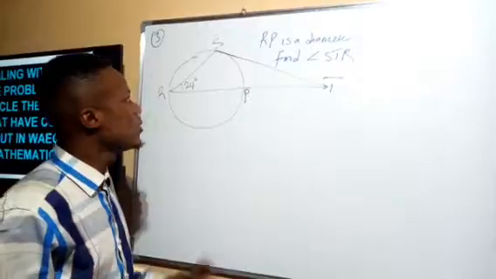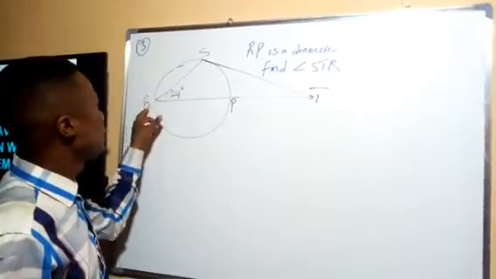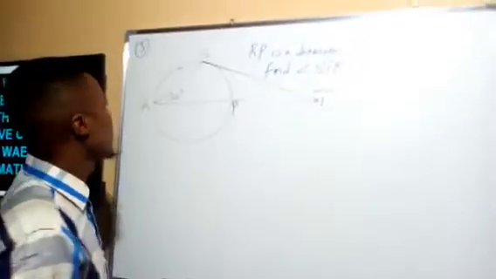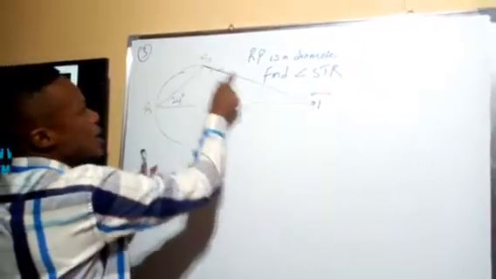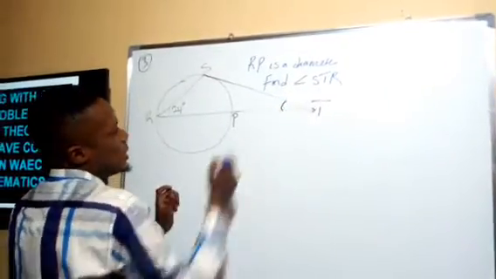Okay, we want to take the third question. You can see this shape. We are told that RP is a diameter. Then we should get angle STR. So this is the angle we need to get.